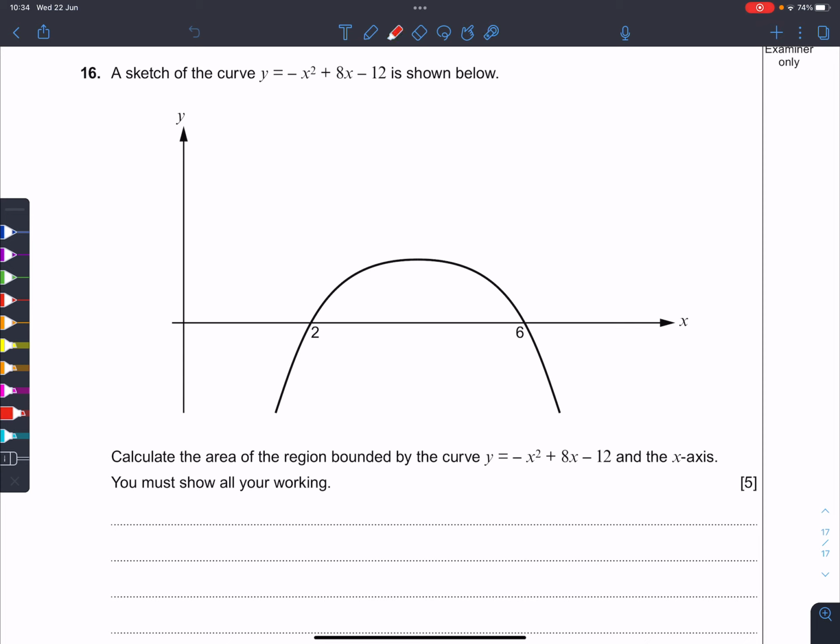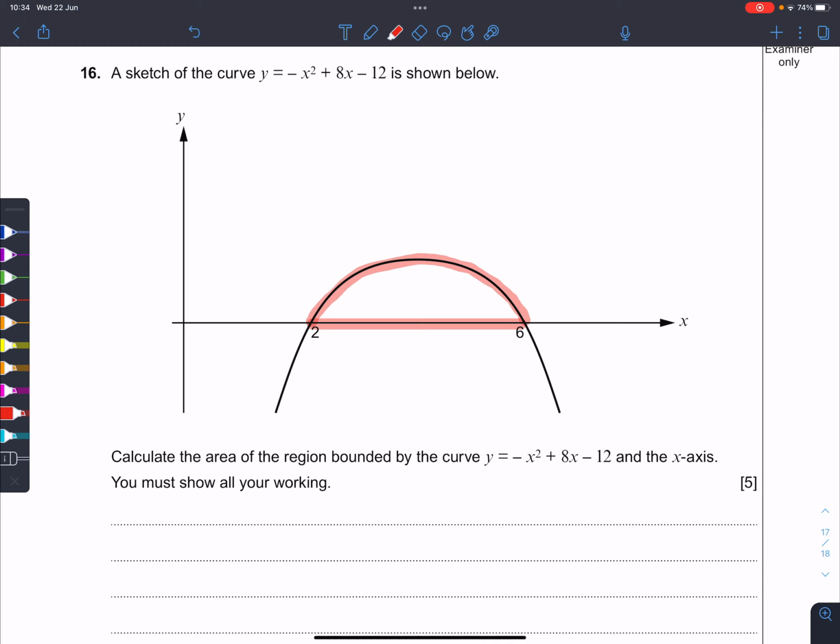So the area bounded by the curve and the x-axis, well, there's the x-axis. Here's the curve. It's not quite right. So here's the x-axis. Here's the curve. And everything inside there is the area that we're looking for.